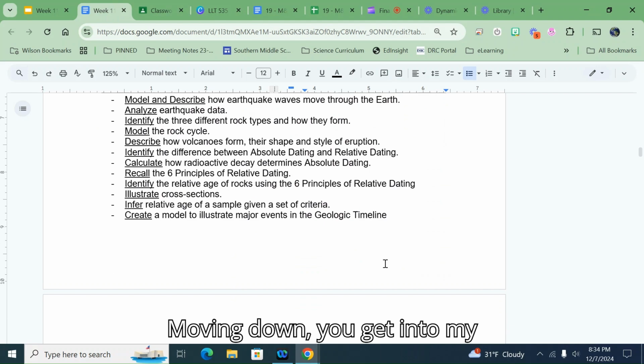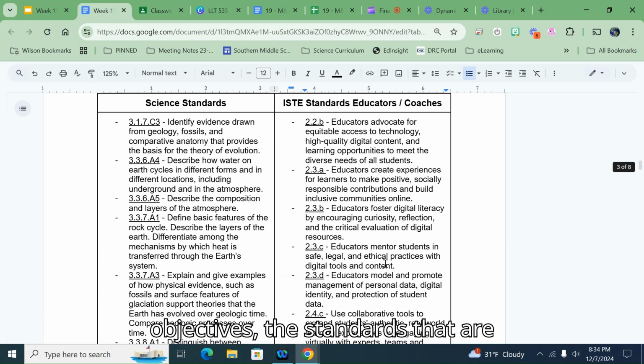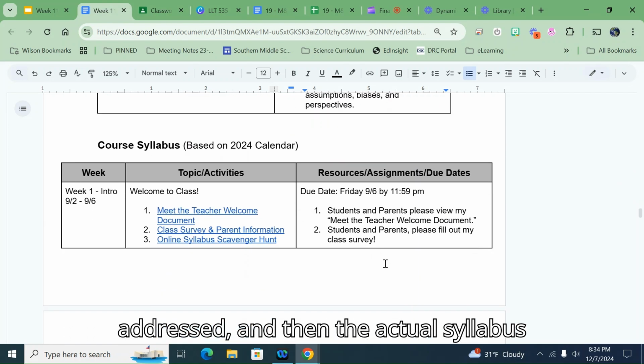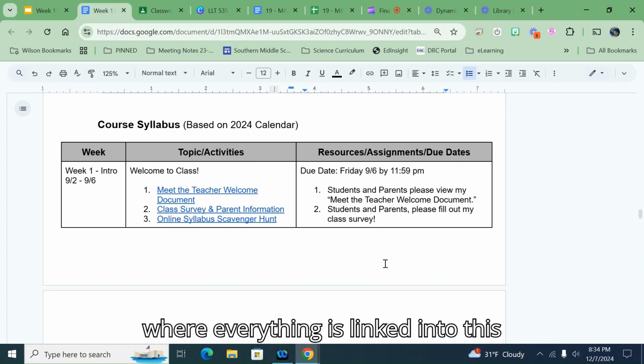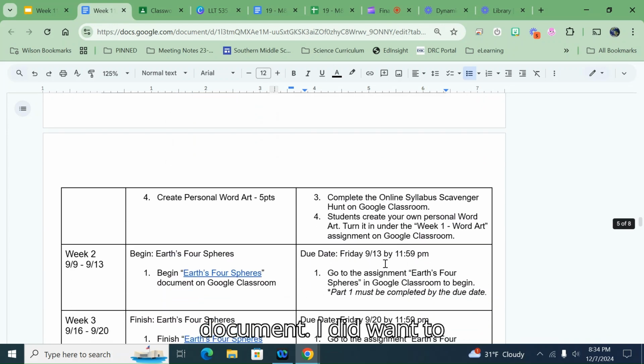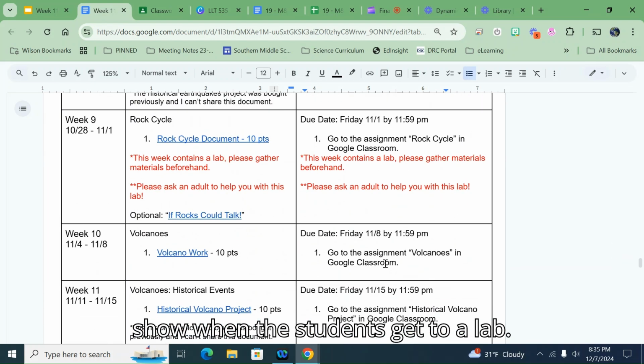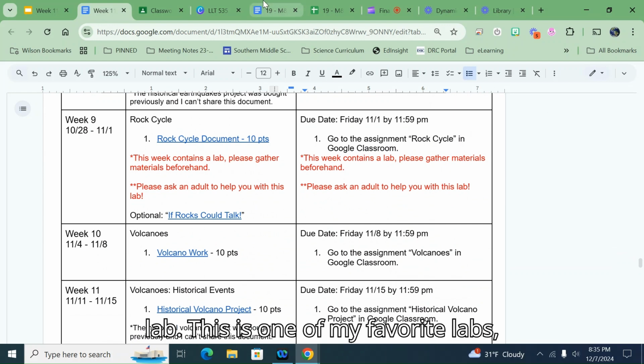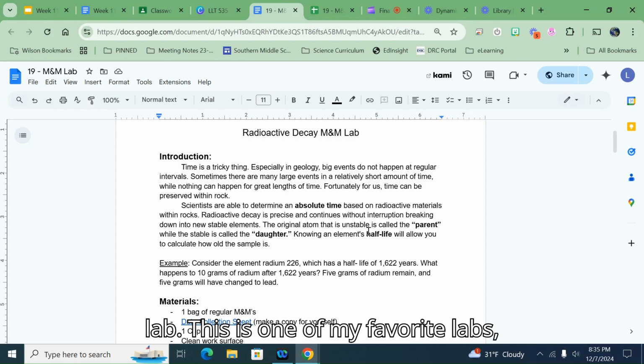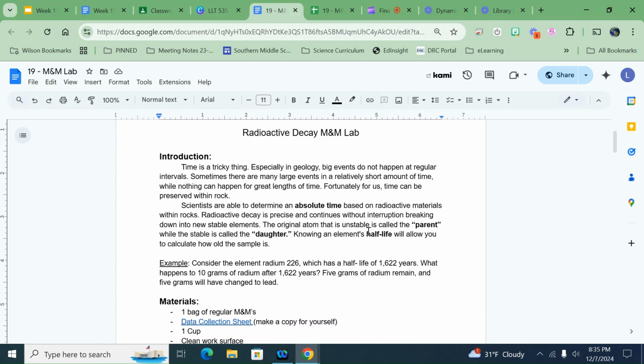Moving down, you get into my objectives, the standards that are addressed, and then the actual syllabus where everything is linked into this document. I did want to show when the students get to a lab, I've tried to make it as bold and noticeable as possible that if they need help, it's not too big to ask an adult to help you with the lab. This is one of my favorite labs, radioactive decay with M&Ms.